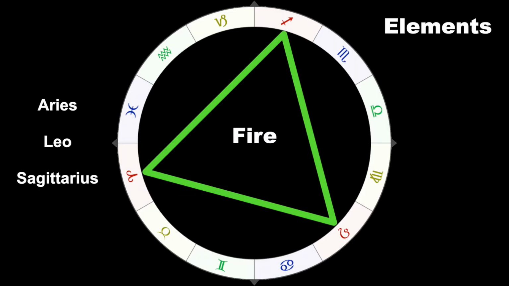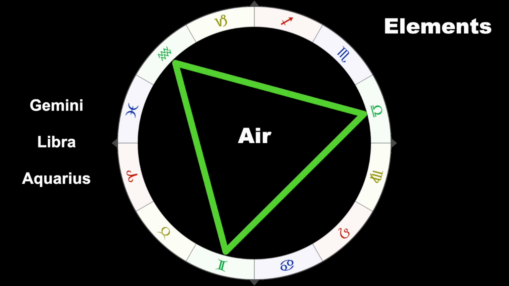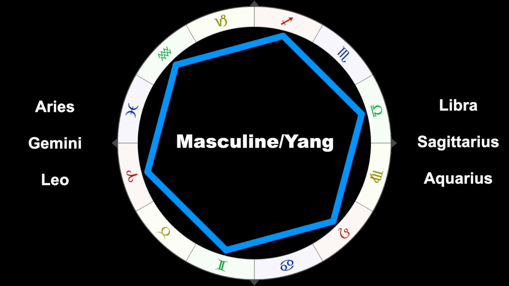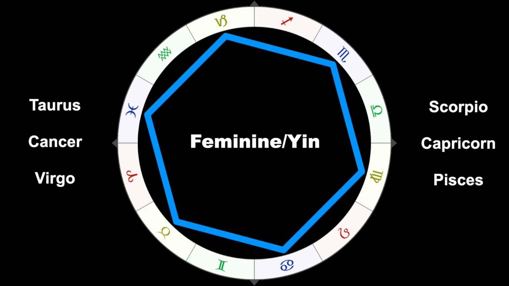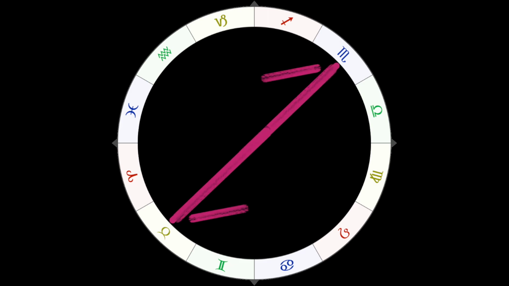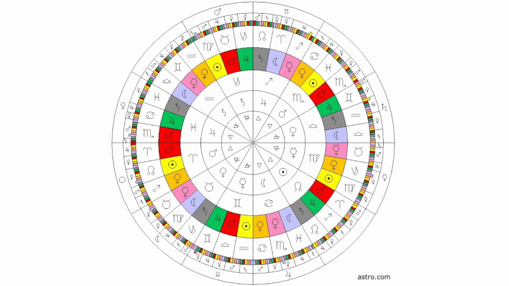The trine is shown through the elements of each sign. All air signs trine each other, for example. The sextile shows the masculine yang and feminine yin signs and their relationships. And finally, the opposition is shown through two opposite signs and their entirely opposing energies. If you have seen my dignities and debilities video, you will notice similar relationships. All of astrology comes back to these fundamental relationships between the signs and the flow of energy between them.